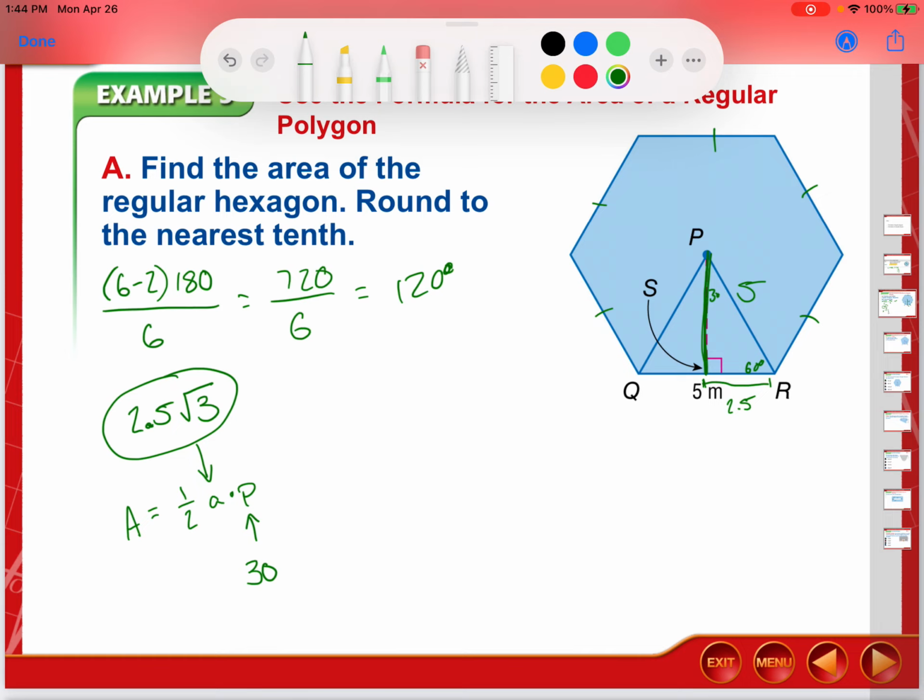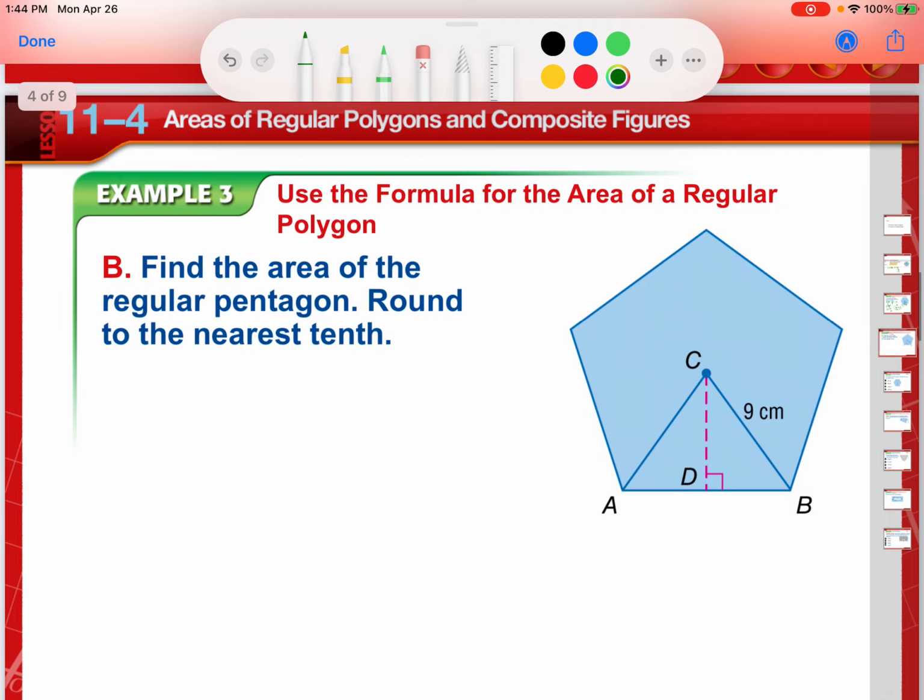So I would get an area of 64.95 meters squared. That's how I'd find the area of that, which is delightful. The good news is hexagons are moderately simple, straightforward, since they're going to be 30, 60, 90 triangles on the inside. Not all shapes are going to be that simple, which is unfortunate.